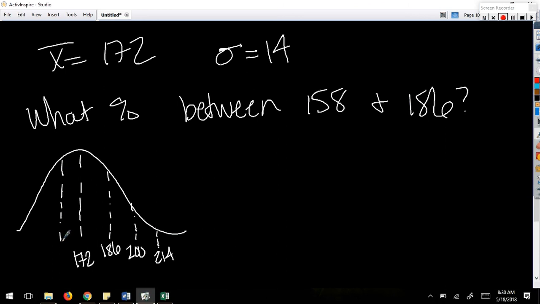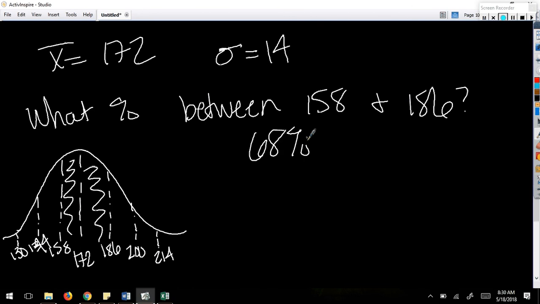Subtract 14 and you get 158. Subtract 14, 144. Subtract 14, 130. All right. So my question is, how many are between 158 and 186? 68%. Yes, 68% of women have a cholesterol reading between 158 and 186.